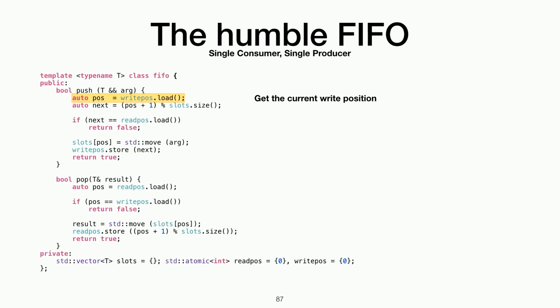In code, a very simple single consumer, single producer FIFO, which is wait-free, is something like this. You basically, in the push, check where your current write position is, where you want to push the data. You calculate the next position of that push, so you check if there's any room in the FIFO. If there is room, you move the object into its position, and then you update the write position, right? Exactly the same thing on the read side. You read the read position, you check if there's any data to be read. If there is, you move the data out of the FIFO, and then you update your position in the FIFO. So that's very, very simple.